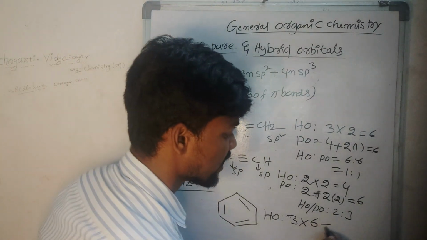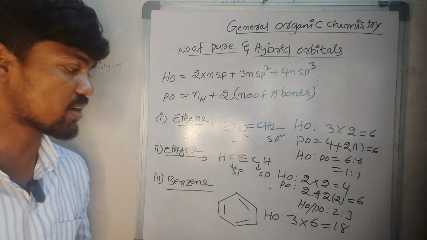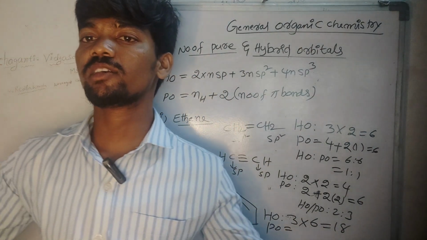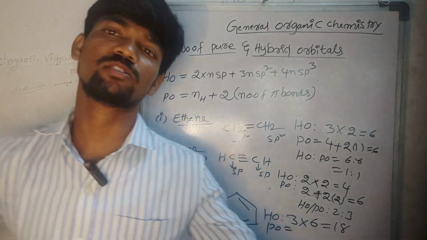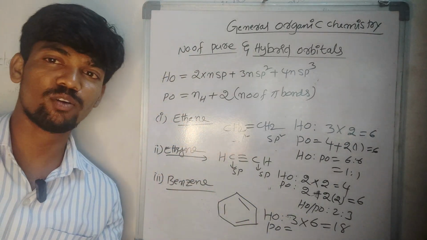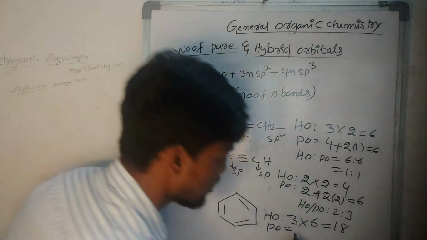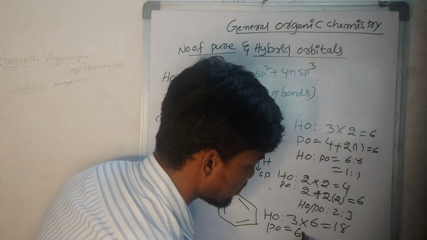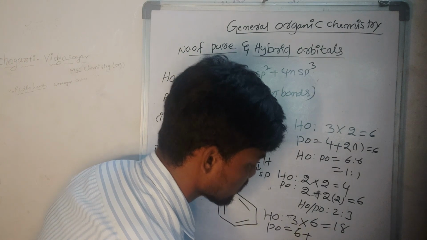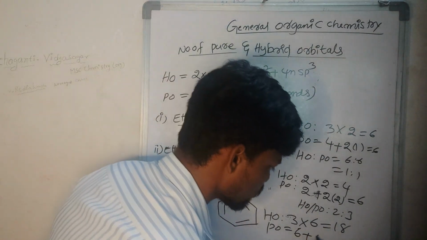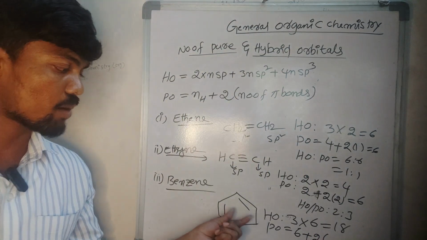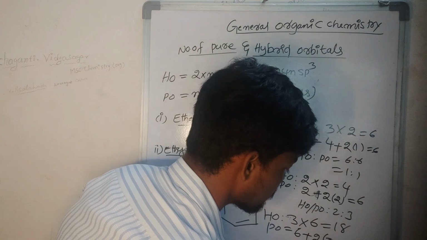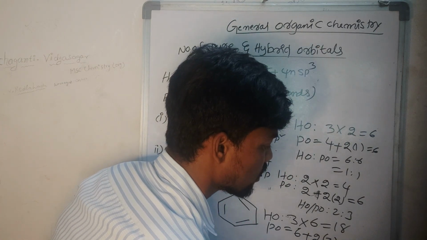How much is it? 18. Next, coming to the pure orbitals. Pure orbitals formula: H6 in the benzene ring. How many hydrogens are there? 6 hydrogens are there. Now tell me, how many pi bonds are there? 2 into pi bonds, how many are there in the benzene ring? 1, 2, 3. 3 are there. So total 12 is there.